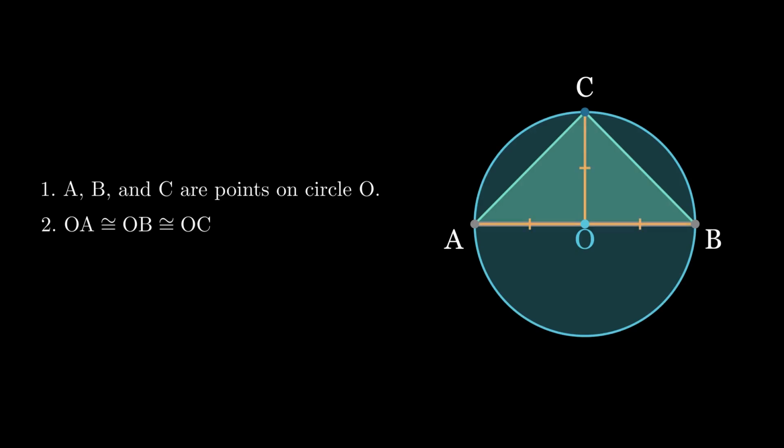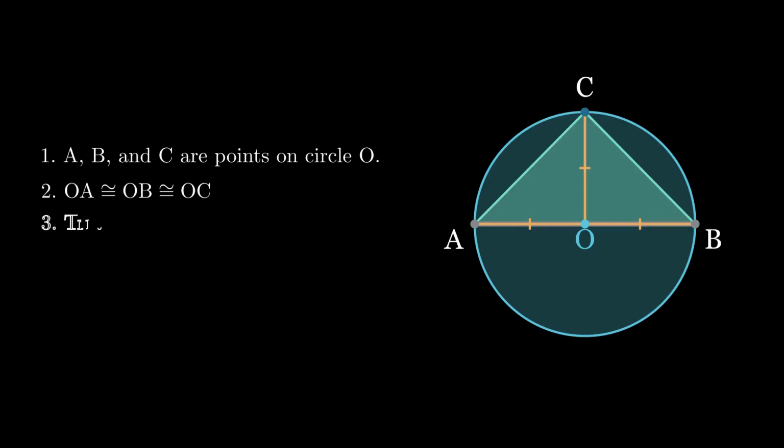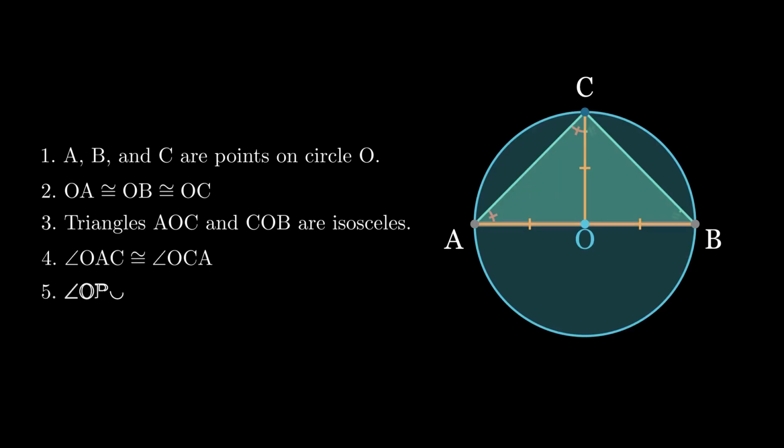If this is the case, we can think of this new radius OC as splitting our triangle into two smaller triangles, both of which are isosceles, because they have two sides which are radii. From this, we can get that the angles opposite from the congruent sides also have to be congruent.